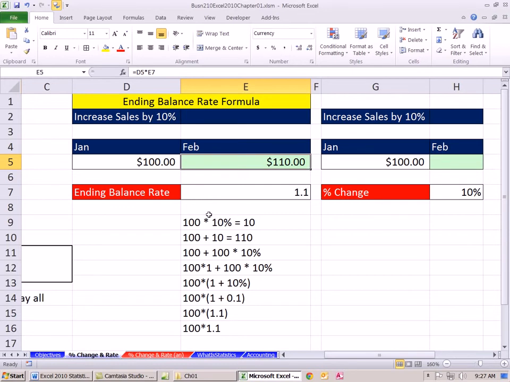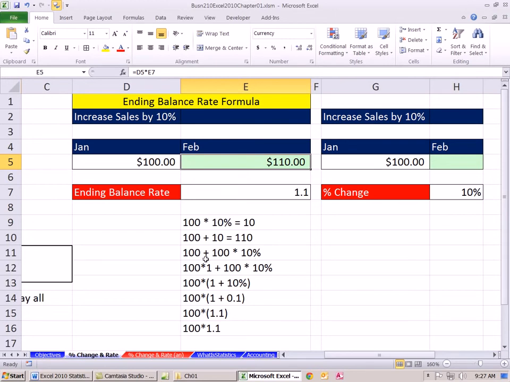What if we just wanted the amount of the change, right? We'd say 100 times the 10%, and that gives us the amount of the change. We'd simply then add to get 110, our ending balance. But notice, since 10 is equal to this, we can rewrite it. So 100 plus 100 times 10%. Sure enough, that'll give us our ending balance also. But now let's rewrite this.